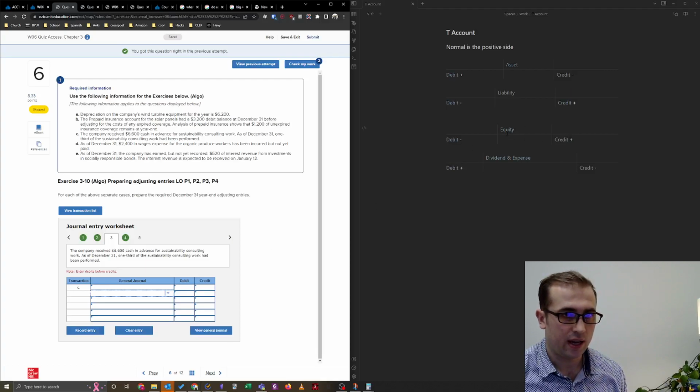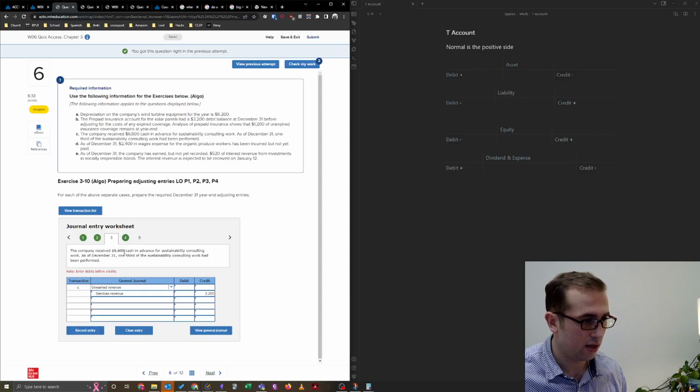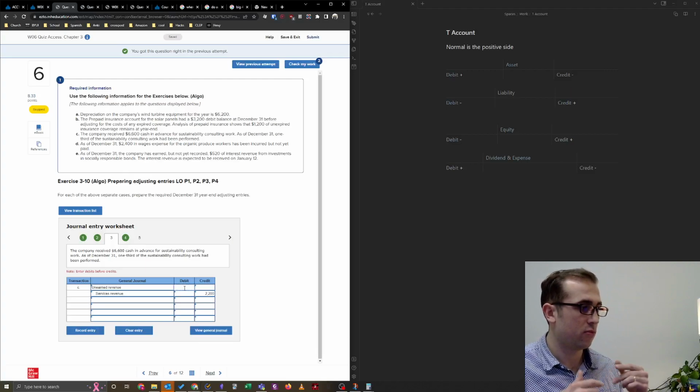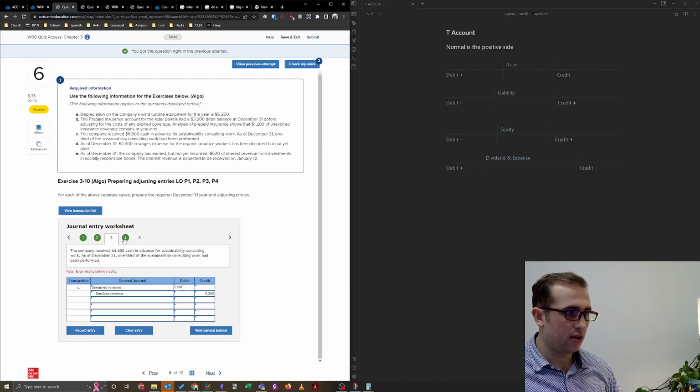Revenue is an equity account, so we're going to credit that with 2,200, services revenue. And our unearned revenue, which was 6,600, is going to be debited. Unearned revenue is a liability, so it's going to be debited, subtracted by 2,200. There we go.